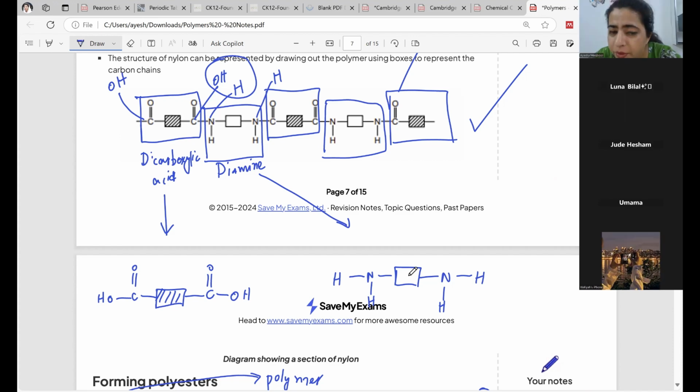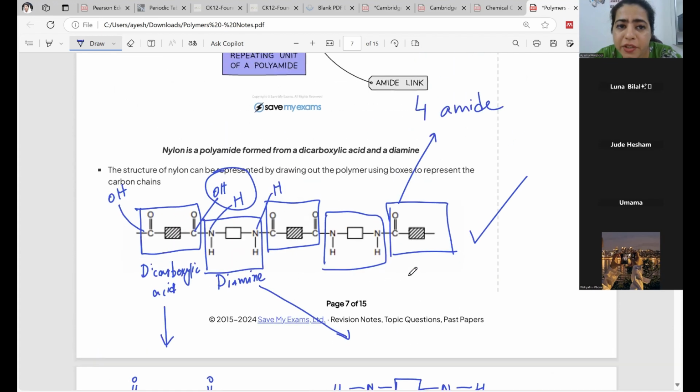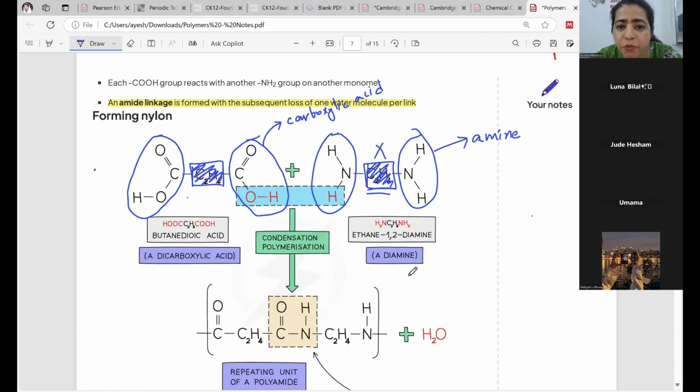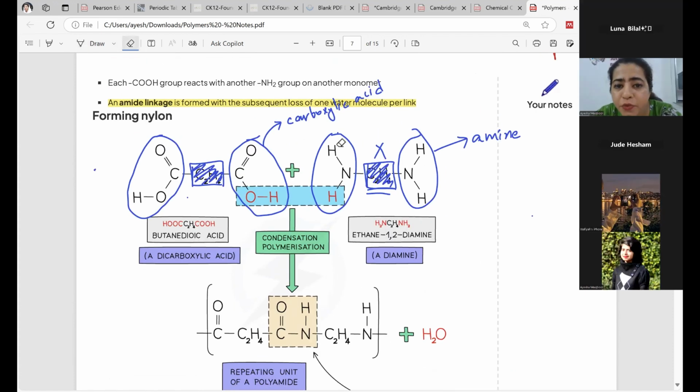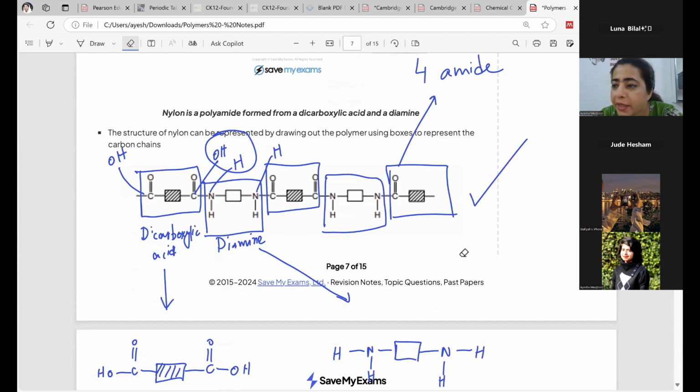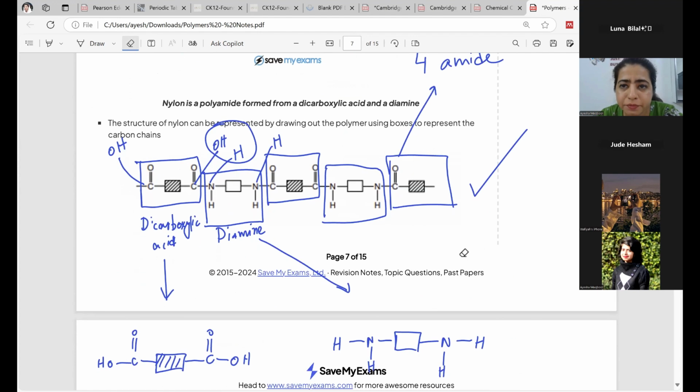If you go back to its original structure, one of the examples over here, this one, it was having C2H4 at the center. So it is an organic compound. Organic compounds can have carbon, hydrogen, and extra things can be oxygen, nitrogen, fluorine, anything. So if a carbon hydrogen chain is there, it means it is an organic compound. Yes, Luna, your question?